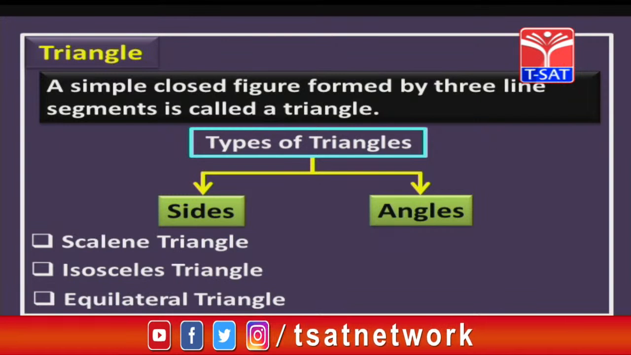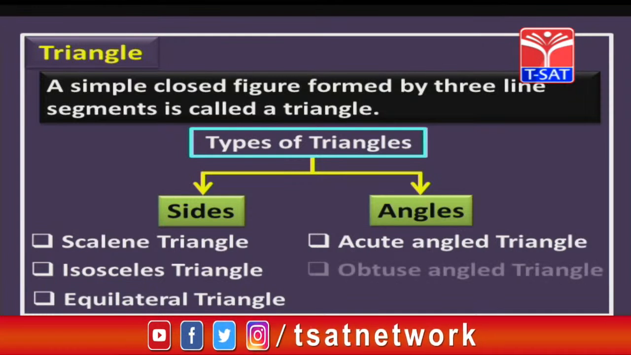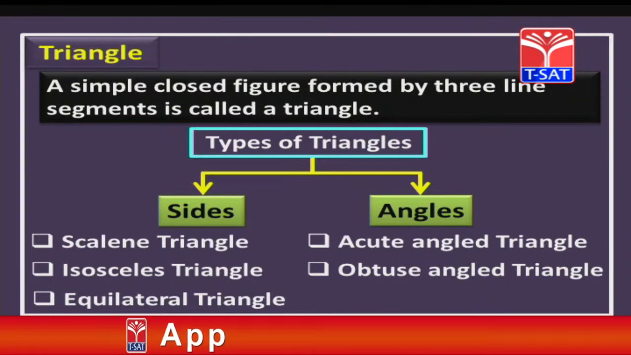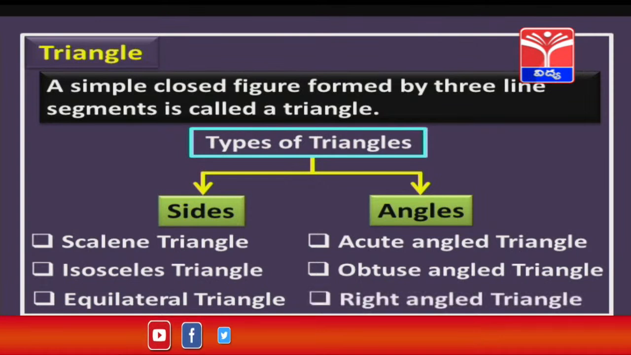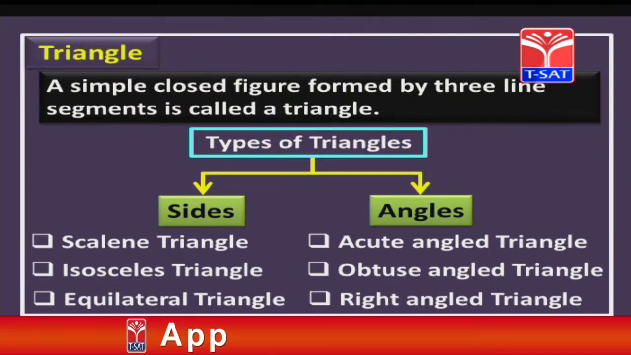Now, let us move on to the types of triangles based on their angles. The first one is acute angled triangle. In this, all the angles are acute, that means each angle is more than 0 and less than 90 degrees. Whereas, the second one, obtuse angled triangle, in this one of the angles is more than 90 degrees, that is obtuse angle, and less than 180 degrees. And finally, we have right angled triangle. In this triangle, one of the angles is a right angle, that means one of the angles is equal to 90 degrees.